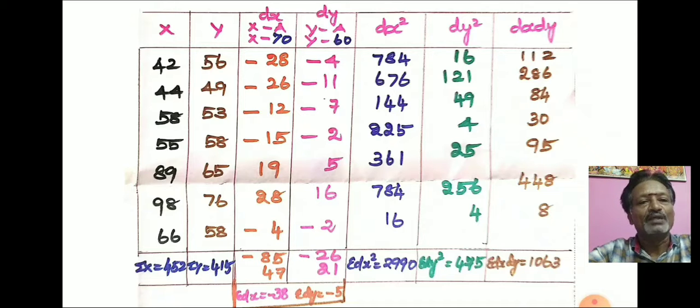Then the fifth value is 65, which is greater than the assumed mean value, so plus 5. The sixth value in the y series is 76, which is also greater than the assumed mean value 60, so the difference is positive 16. Then the last value is minus 2.